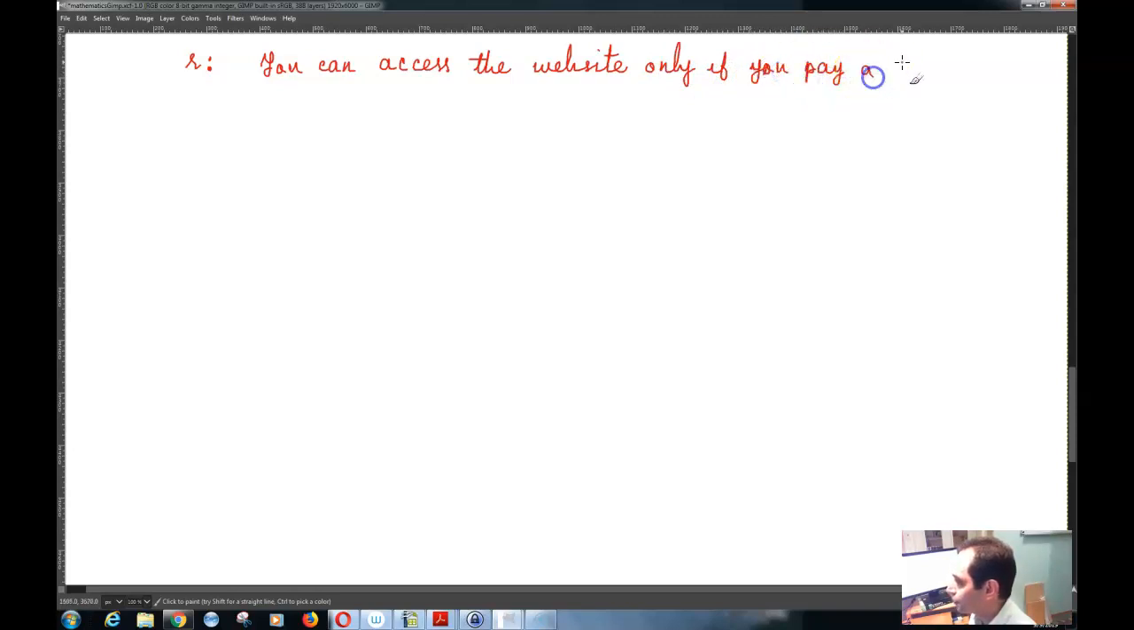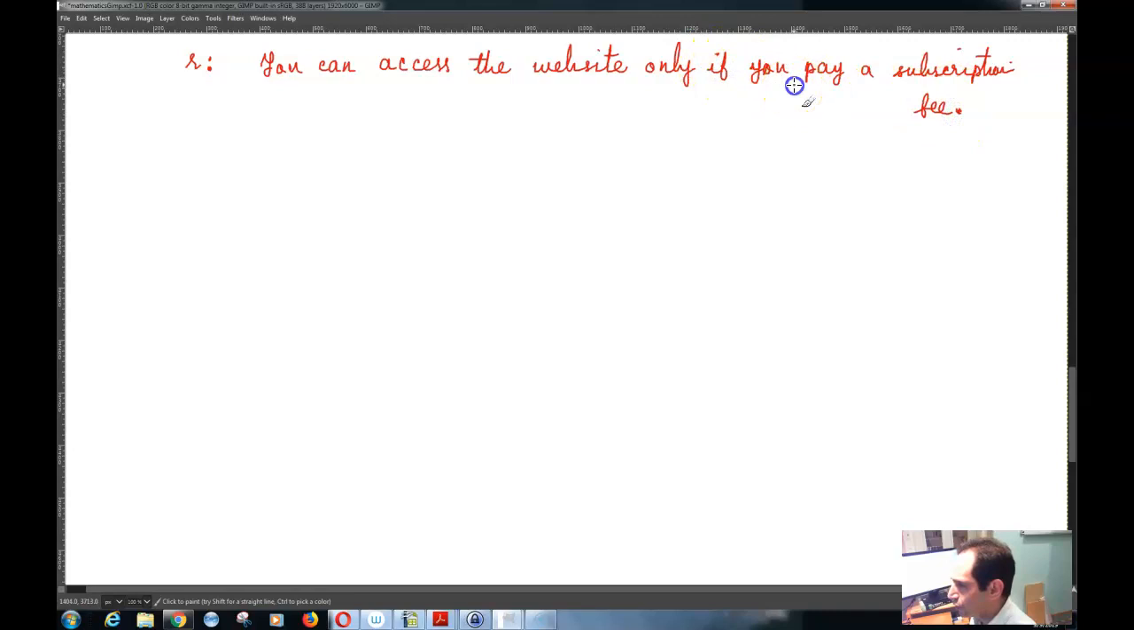Now we have another statement here, statement R, that says that you can access the website only if you pay a subscription fee. You can access the website only if you pay a subscription fee.